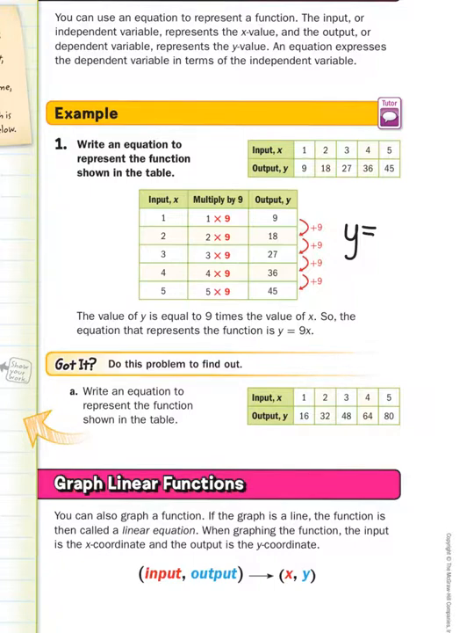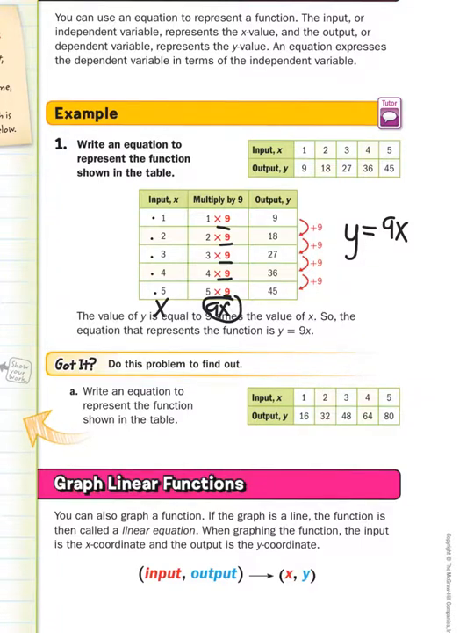Now you just have to figure out what comes after the equal sign, and you've already actually done this. So take a look at our input-output table. The numbers 1, 2, 3, 4, 5. To get the output, you multiply by 9, to get 9, 18, 27, 36, 45. Now that means our rule, remember, if the input is x, you would do 9 times x to get your output. So the value of y over here is 9 times x. So remember, you always start with y equals, and then you figure out your function rule, and that's the second part of your equation. That's all you do.